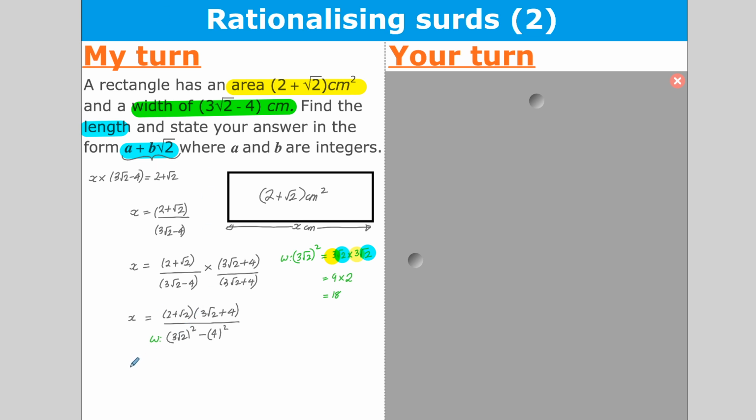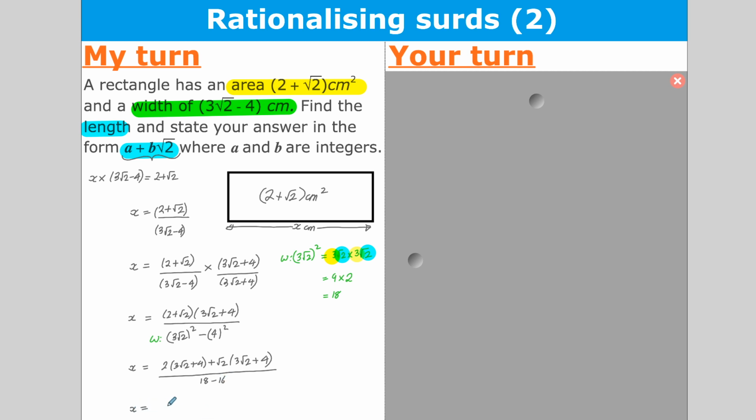This is where it does get tricky because the top has double brackets. Remember on Friday when we expanded these, we said just write that as 2 multiplied by the second bracket plus root 2 multiplied by the second bracket. So I'm just going to do that to make my life easier. 2, 3 root 2 add 4 plus root 2, 3 root 2 add 4. And I'll come back and deal with that in a second. The denominator, 3 root 2 all squared is 18. Take away 4 squared, which will be take away 16.